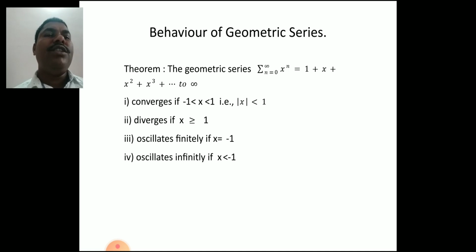And the second condition is: it diverges if x is greater than or equal to 1. And the third one is: it oscillates finitely if x is equal to minus 1. And the fourth one is: it oscillates infinitely if x is less than minus 1.